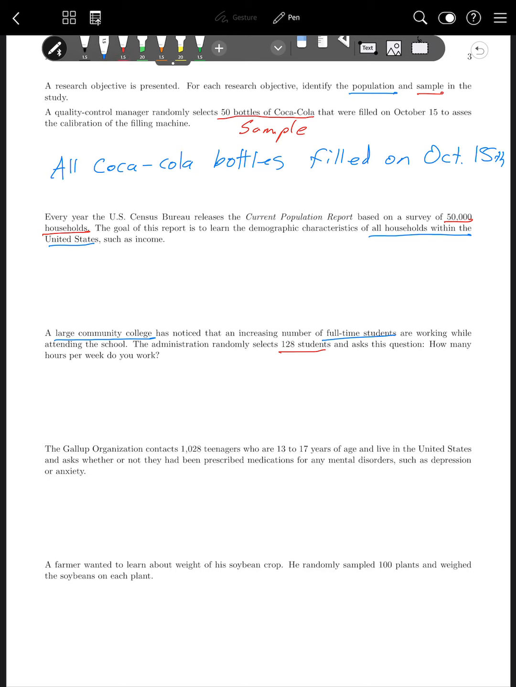The next one, the Gallup organization contacts 1,028 teenagers who are 13 years of age and live in the United States, and asks whether or not they had prescribed medications for any mental disorders such as depression or anxiety. So in this case, the population would be all 13 to 17-year-olds in the U.S., and the sample would be the 1,028 teenagers who are age 13 to 17 and live in the United States.